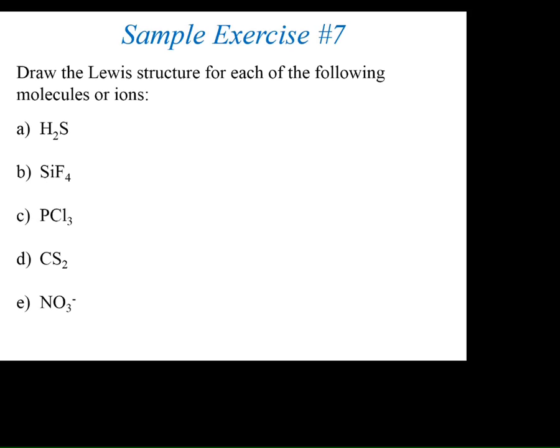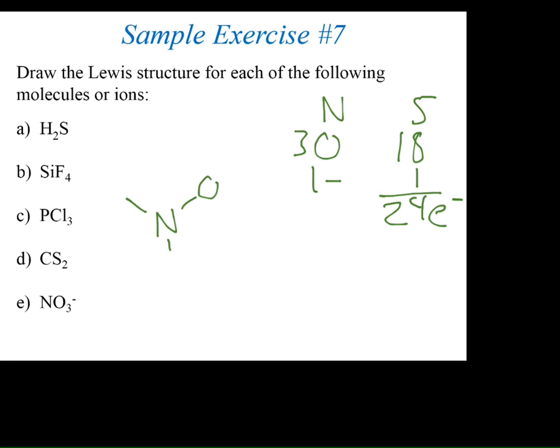So in this case, I've got a nitrogen, and that gives me 5. I've got 3 oxygens. That gives me how many? 18. And then I have a 1 negative charge, which gives me 1 more. So I have 24. A very common mistake is students think, oh, it's 1 negative, so I must subtract 1 because it's negative. No. 1 negative means you actually gained an electron, so add 1 onto the total. Okay, so then you start drawing your structure, and you get something like this.